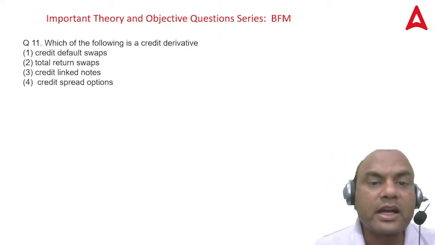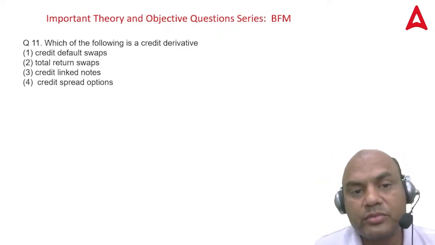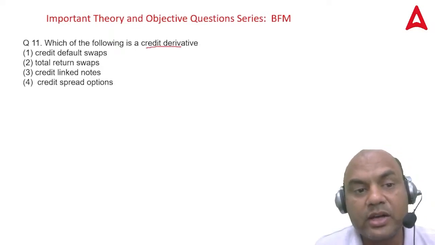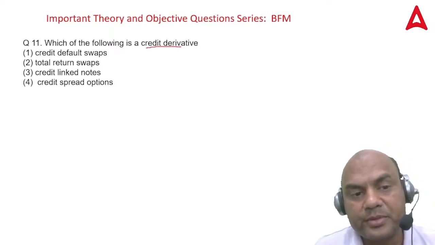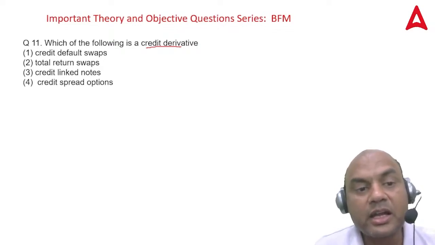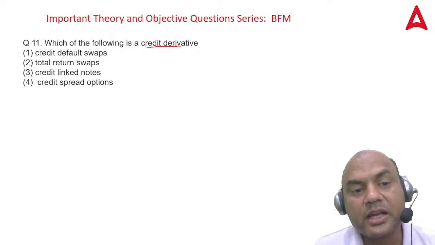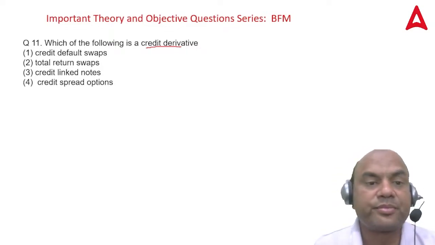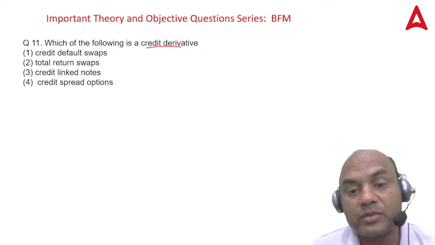Which of the following is a credit derivative? Credit default swaps, total return swaps, credit linked notes, and credit spread options. Which is a credit derivative now?